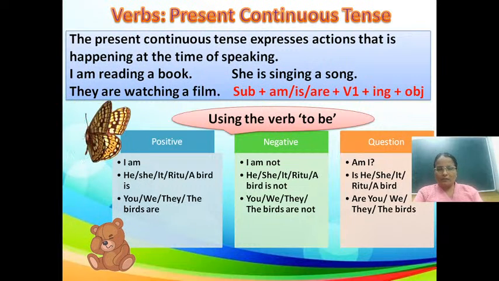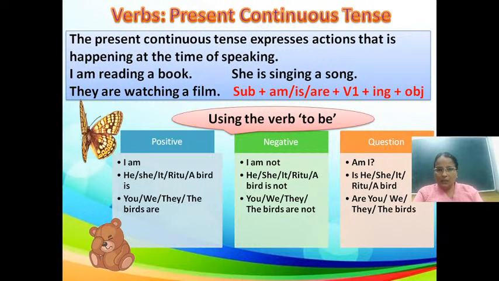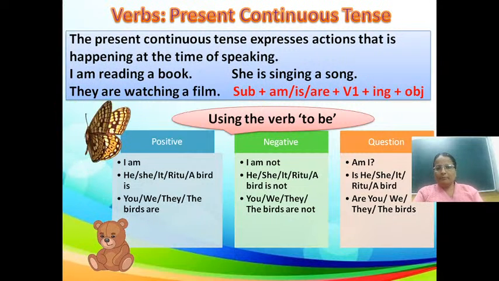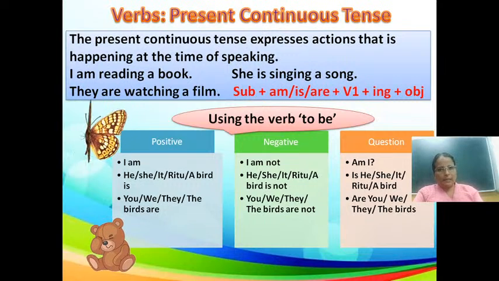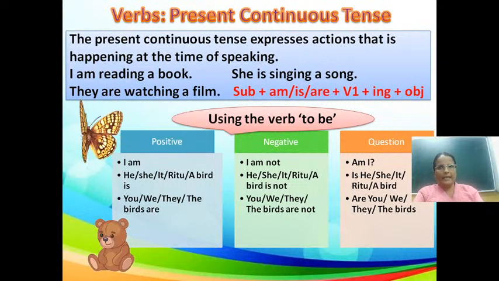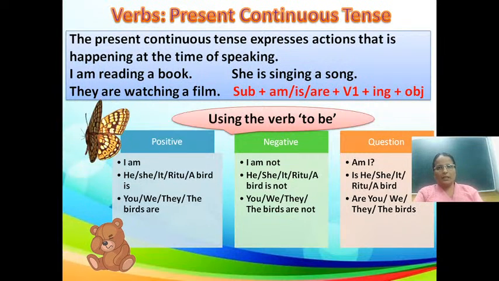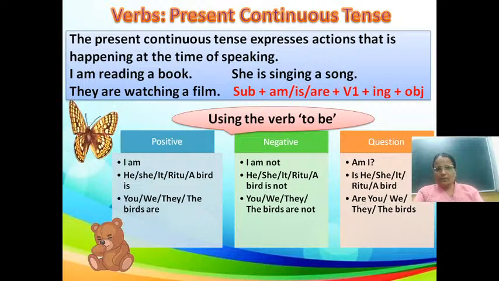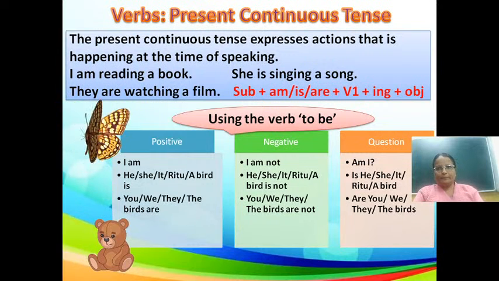That means the first word of a question should be the helping verb, then the subject. So see, am plus I plus the ing form of the verb and the object. And if the subject is third person singular, then is plus he, she, it, Ritu, a bird, anything plus the ing form of the verb plus object.